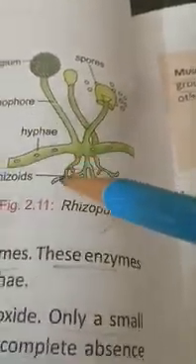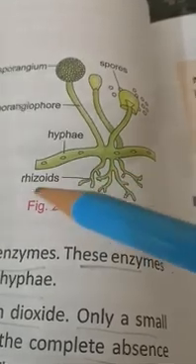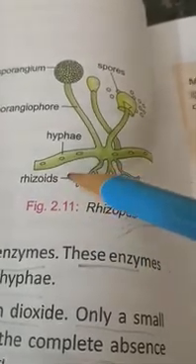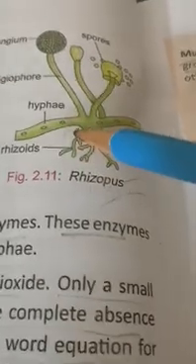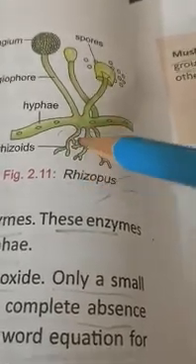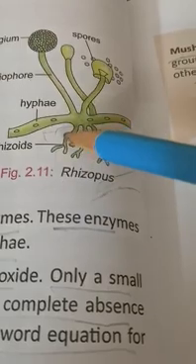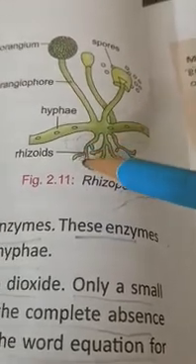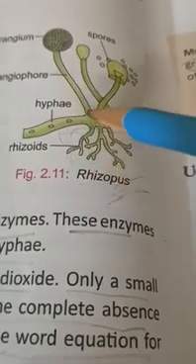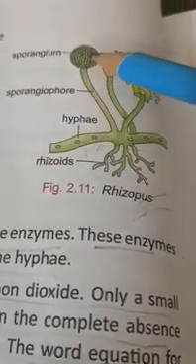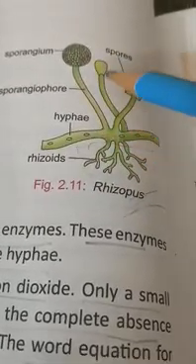Now we have seen that rhizopus has root-like structures called rhizoids which grow into the substratum. Substratum means any food particle where it is growing. So the place where it is growing is the substratum. Into that these rhizoids grow, and you can see the erect hypha.